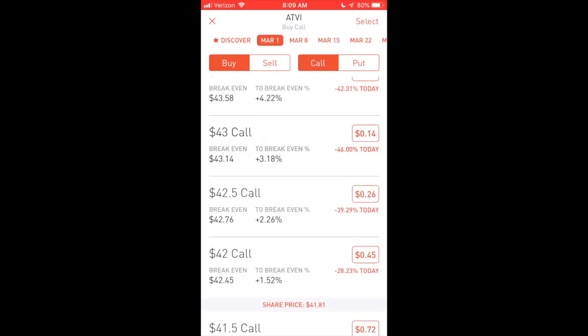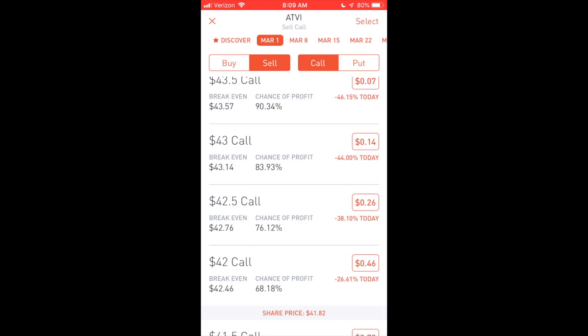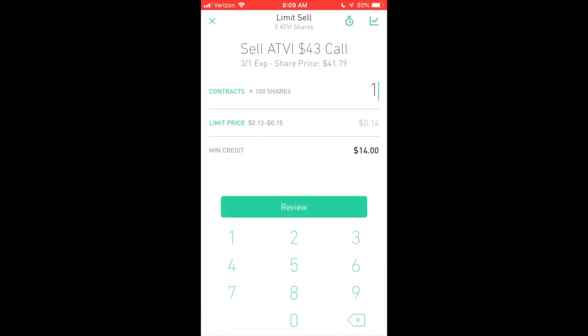If you don't believe that the stock's going to go up, there's two different ways to make money off of this as well. Say you don't believe that it's going to get to $43, you'll sell a call. So you don't think that it's going up. So there's different ways to look at this. Selling a call, I don't believe the stock price is going up. It's going to be the same way to execute a trade. You click on it, you put in how many contracts you want.